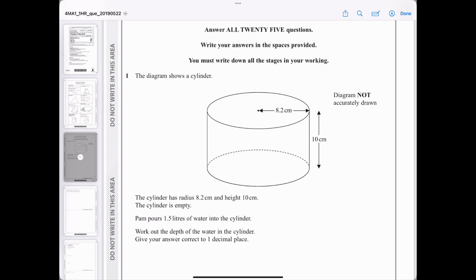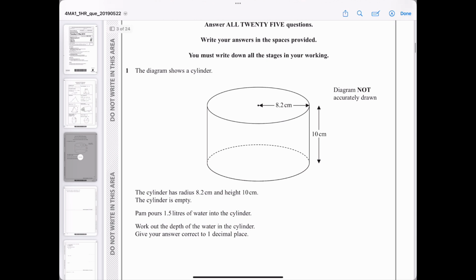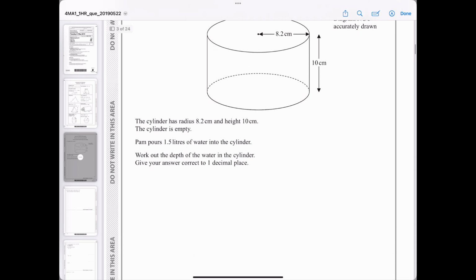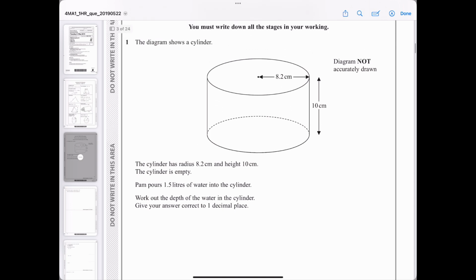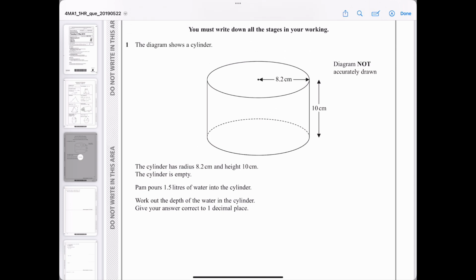So the diagram shows a cylinder. The cylinder has a radius of 8.2 centimetres and a height of 10 centimetres, and the cylinder is empty. Pam pours 1.5 litres of water into the cylinder. Work out the depth of the water in the cylinder and give your answer correct to 1 decimal place.